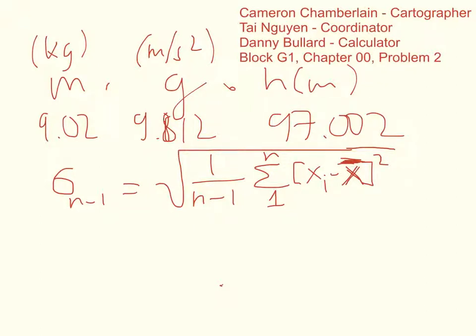So the sigma is the difference between the initial measurements and the average, and those are squared, summed over all the measurements up to n. Since we had 5 measurements, n is 5. So the sum of all those is divided by 4, because n minus 1 is 4, because n is 5. You take the square root of that, and that gives your answer for the standard deviation.